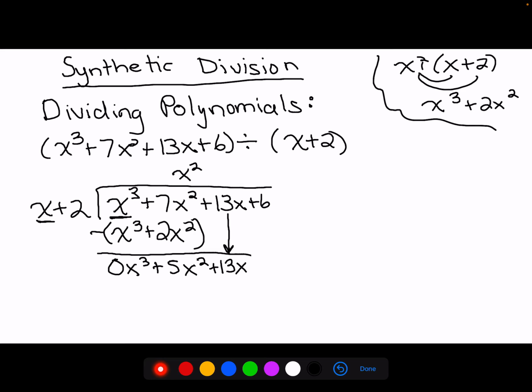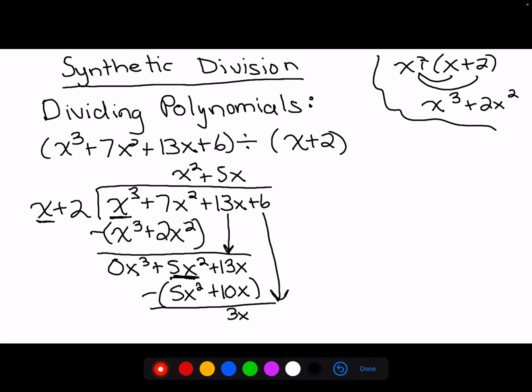Okay, so now that x again in the divisor, and now we're going to think about this 5x squared down below. Well, if we multiply x times plus 5x, that would give us 5x squared. So we're going to do 5x times x plus 2. 5x times x is 5x squared. 5x times plus 2 is plus 10x. We're going to subtract. We get 3x.